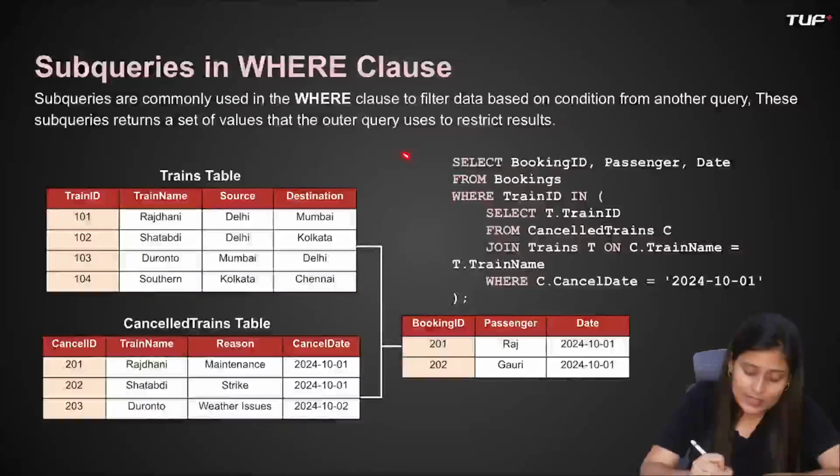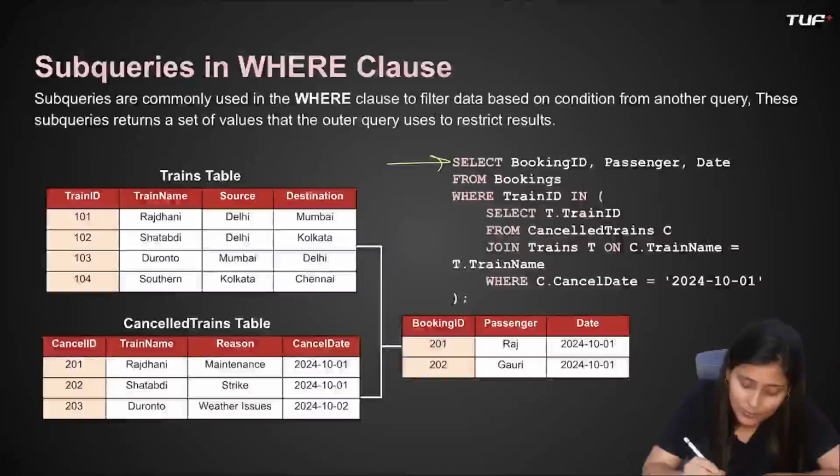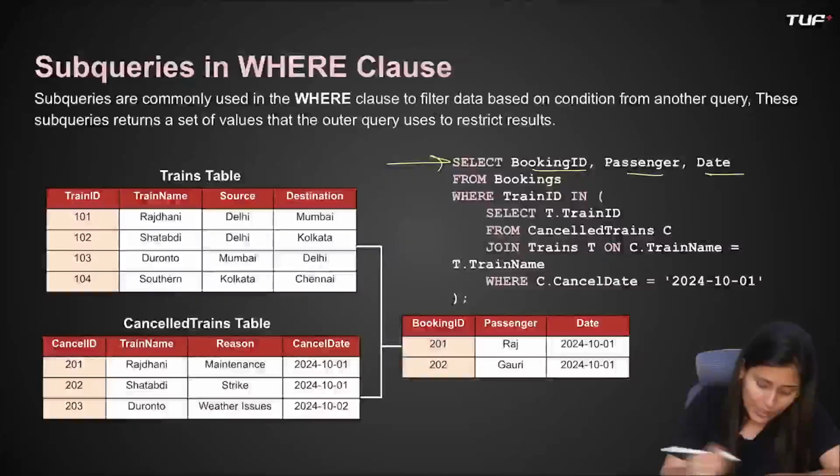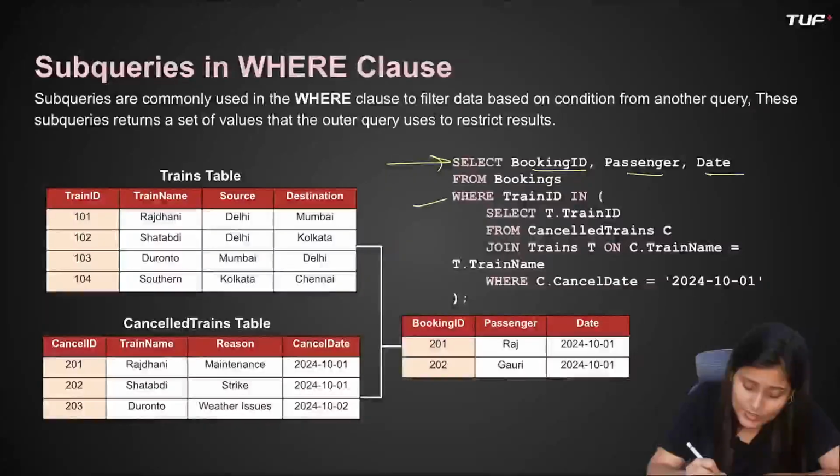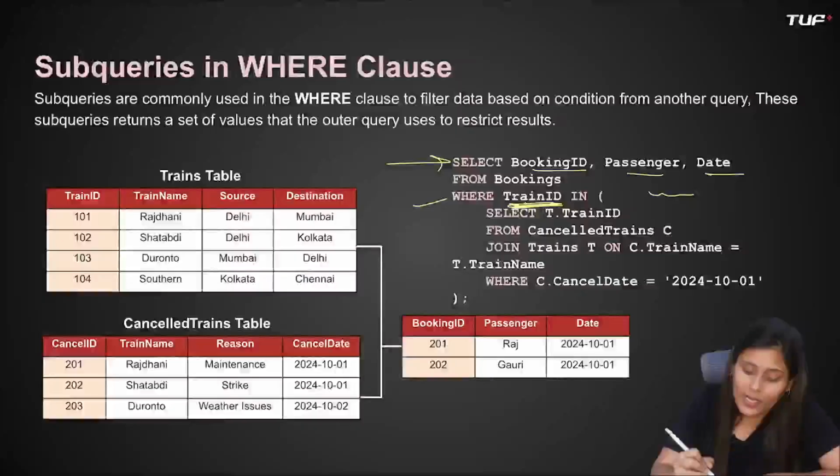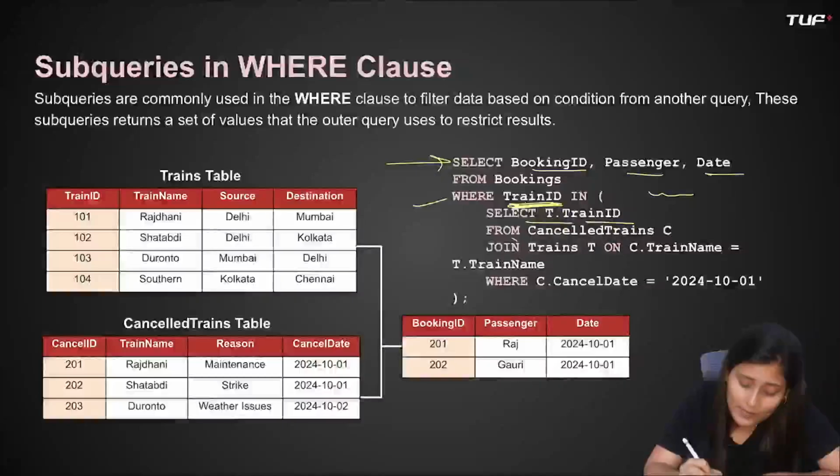So you can see this is a select statement. We are selecting booking ID, passenger and date from which table? From the bookings table. Now basically we are selecting trains where train ID is in something. So train ID in what? Again we are writing the condition. What condition are we writing here? We are writing select train ID from cancellation train.